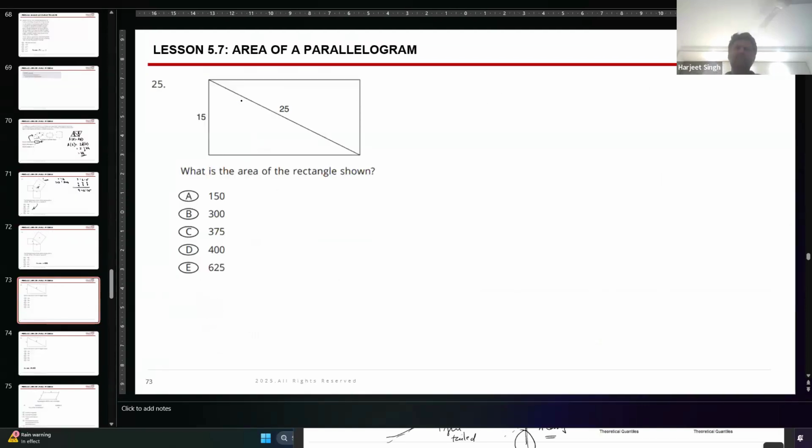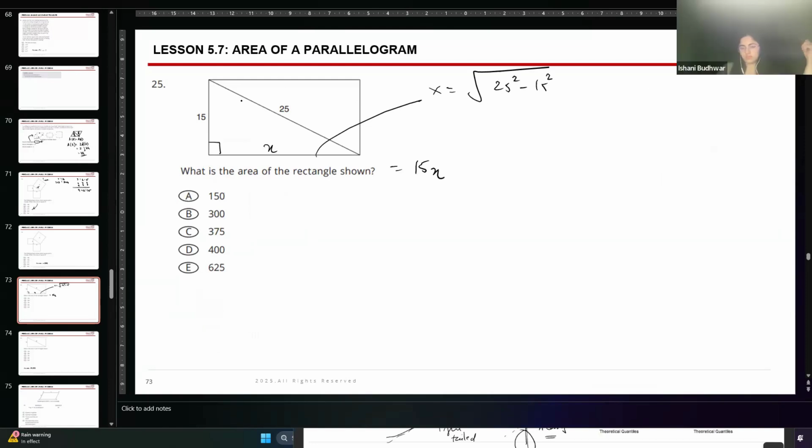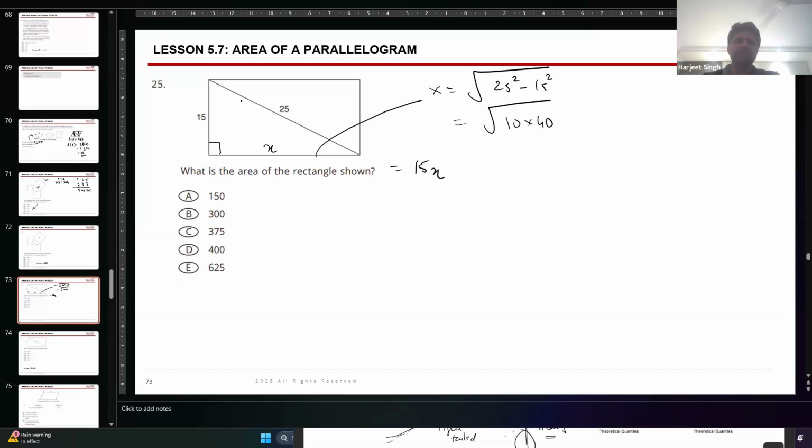What is the area of this rectangle? Can I say it's a rectangle, so this is a right angle triangle. Clearly we need x and area will be 15x. Now one way is your usual Pythagoras, hypotenuse square minus 15 square. So can I say this will be root of 10 into 40. So that is 20. So x is 20. That's one way. The other way is the ratio method.